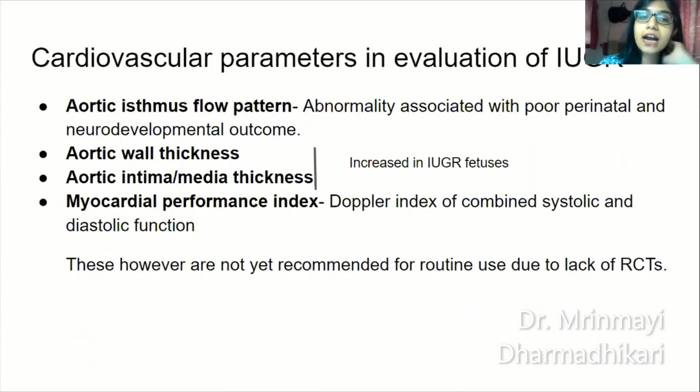Other cardiovascular parameters in evaluation of IUGR. So aortic isthmus flow pattern abnormalities are again associated with poor perinatal and neurodevelopmental outcomes. Aortic wall thickness, aortic intima media thickness ratio increased in IUGR fetuses, and myocardial performance index. So these are all new parameters. Doppler index of combined systolic and diastolic function. All these also reflect fetal compromise in cases of IUGR. However, these are not yet recommended for routine use due to lack of evidence.